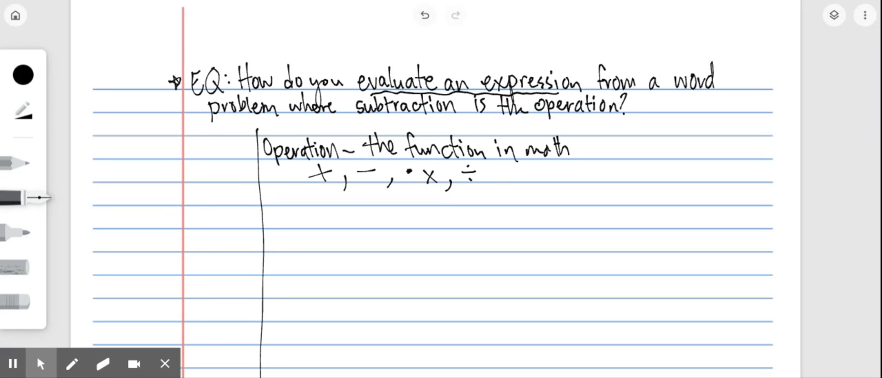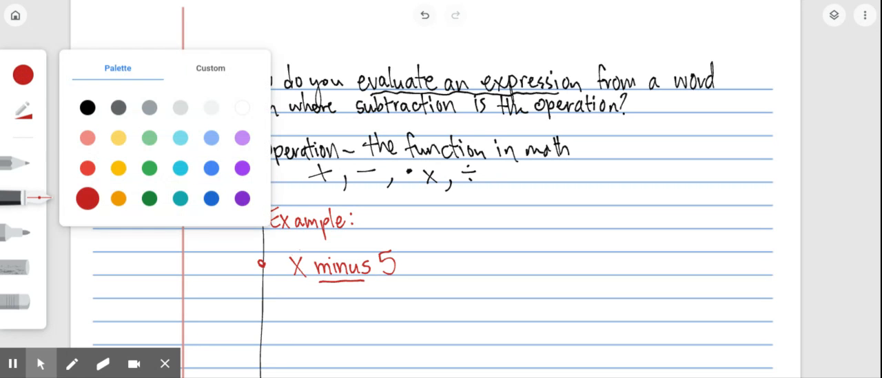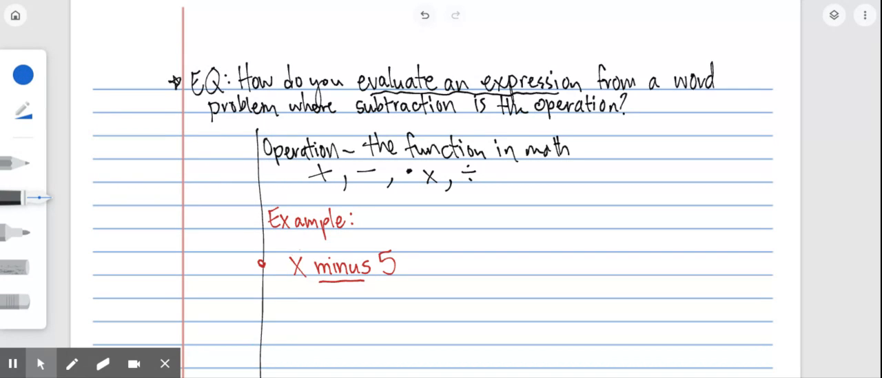So I'm going to write a story problem, and we're going to write an expression from it and then evaluate it given a variable. Here's our first example, and it's x minus 5. We can tell that the operation is subtraction because minus is what we call a subtraction symbol. That's the operator. So we write this expression as x minus 5. Since we don't have a value for x, we are usually given a value for x, where x equals 9.